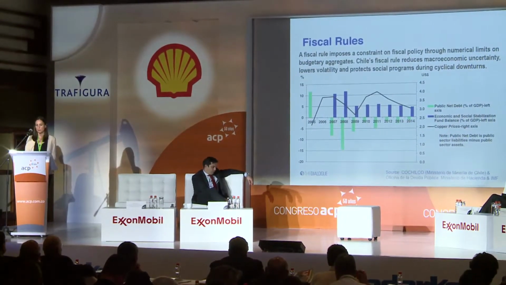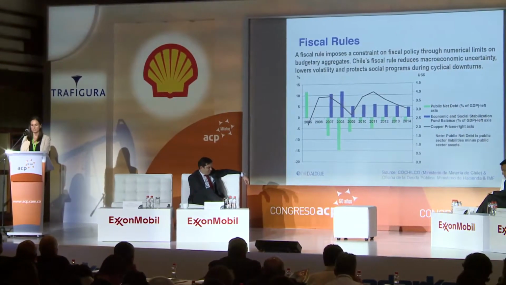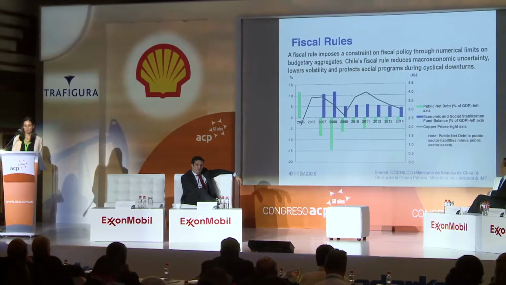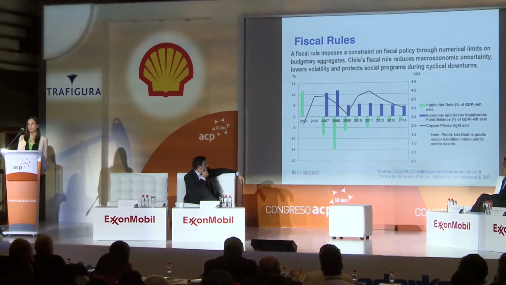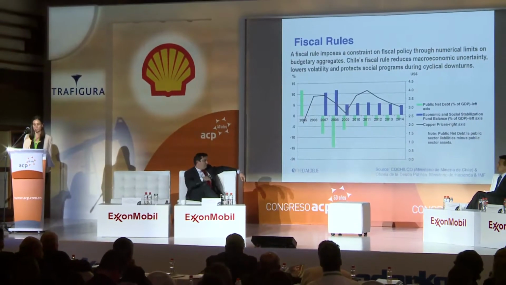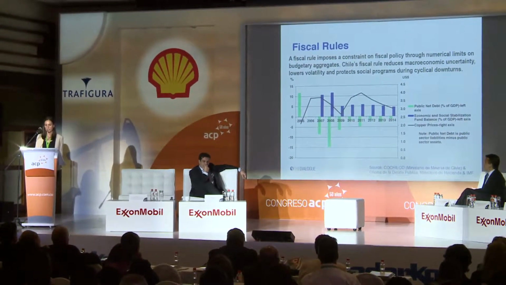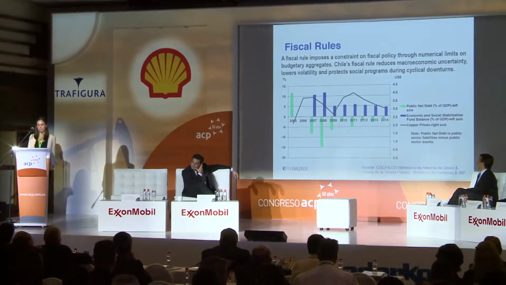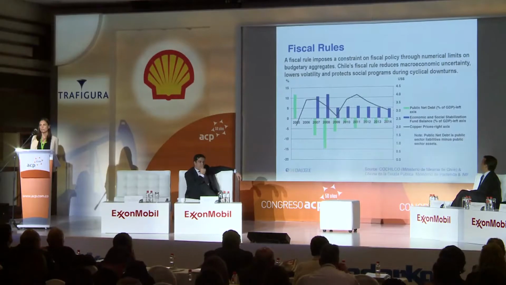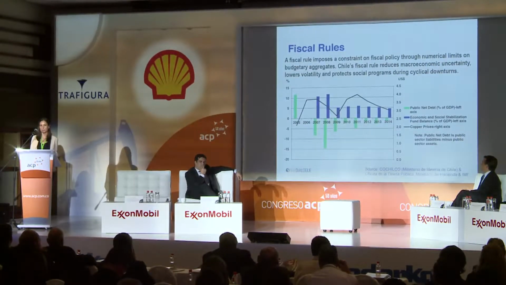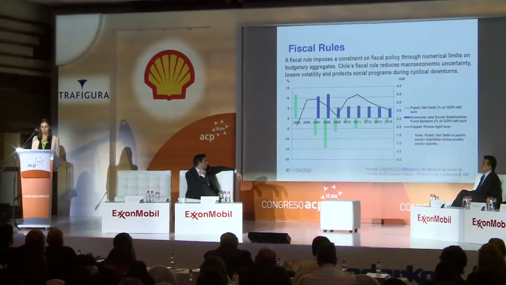Another example of a measure to protect against oil price volatility is a fiscal rule, which imposes a long-lasting constraint on fiscal policy through numerical limits on budgetary aggregates. And fiscal rules typically aim to correct distorted incentives and contain pressures to overspend, particularly in good times. So I think, of course, for a fiscal rule to work, you have to institute it before the boom times, and then use the savings in downturns.